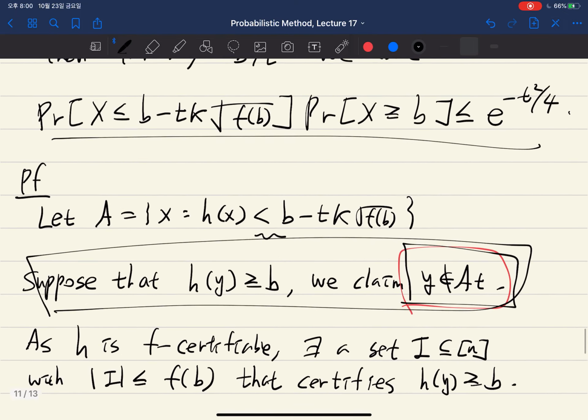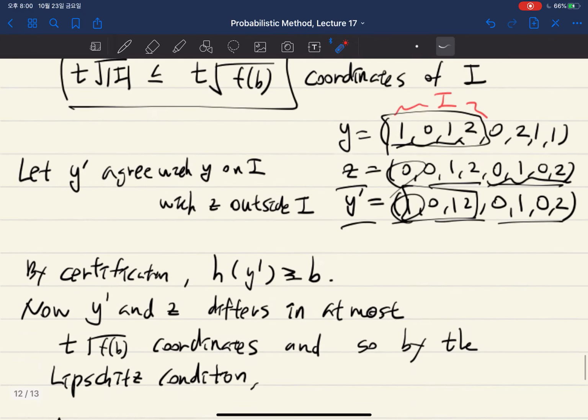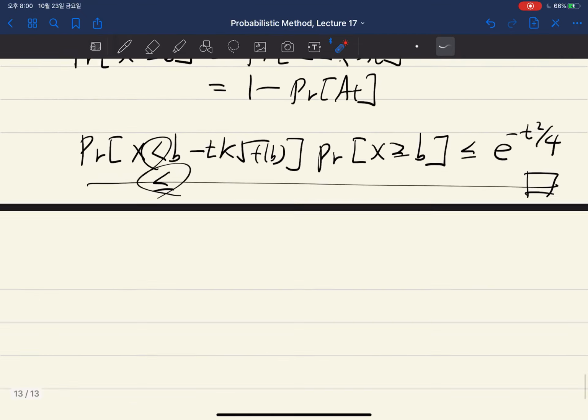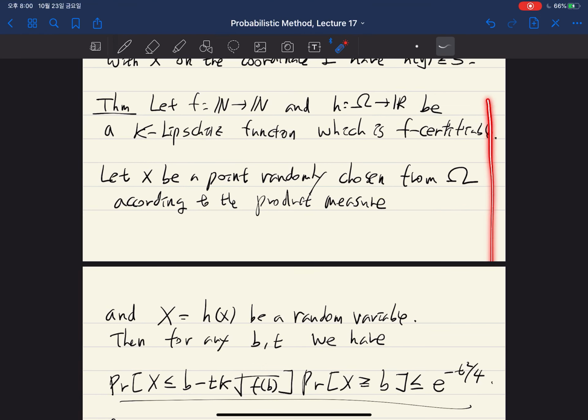So we have this. So we have this form of the theorem, and in the next time we will use this to prove some concentrations on several other problems.